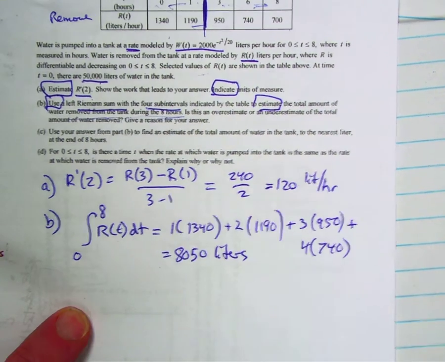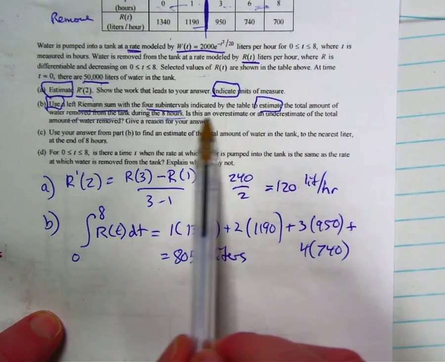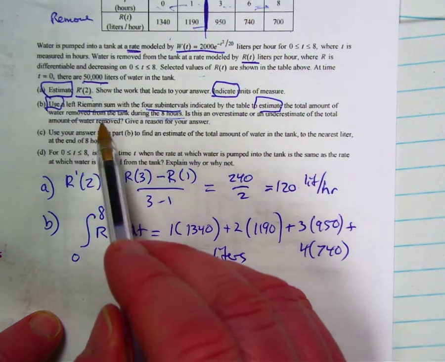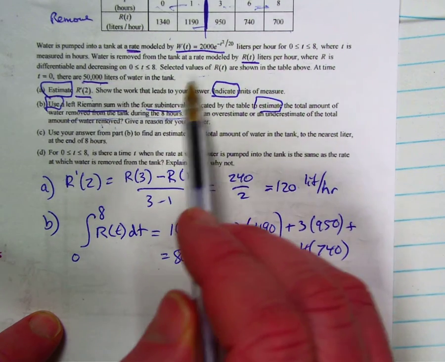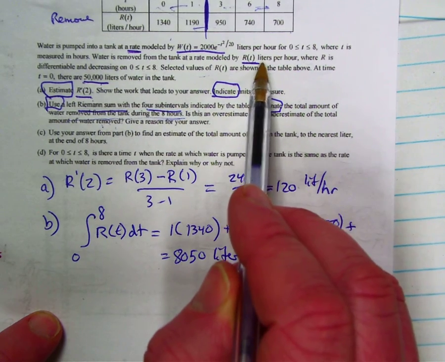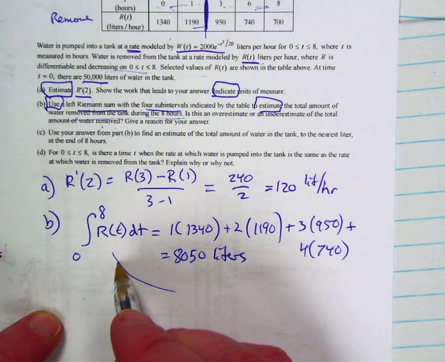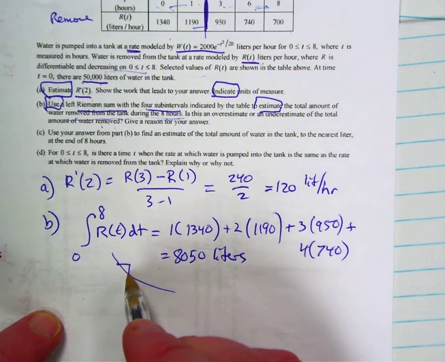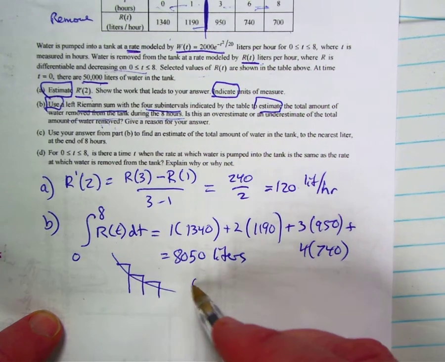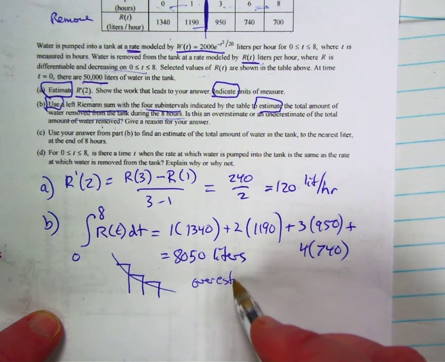And is it an overestimate or underestimate? It says that this function is decreasing. So if it's decreasing and we're doing a left Riemann sum, that's going to look like that. That's an overestimate because the function is decreasing. That's not important for what's on your test. Okay.